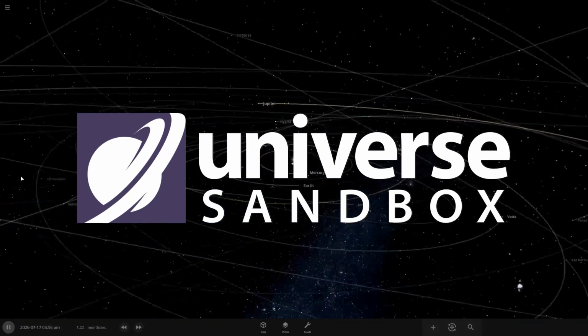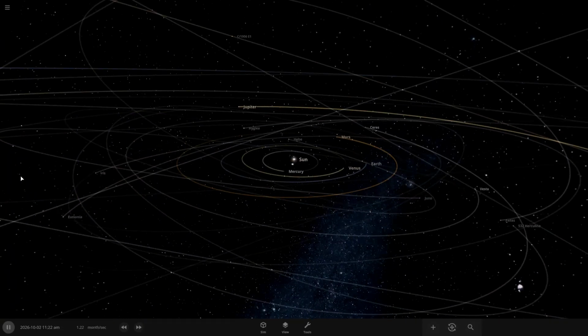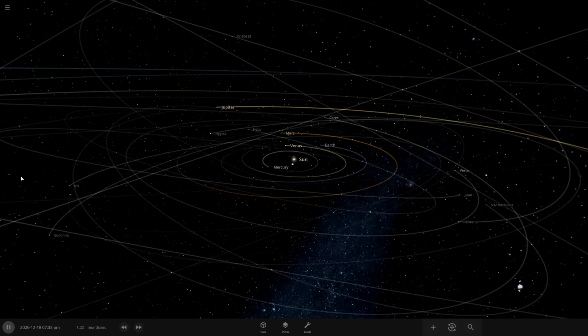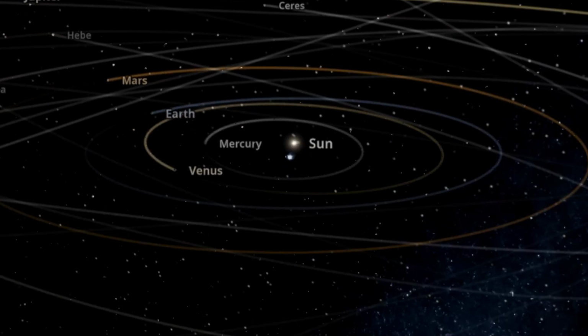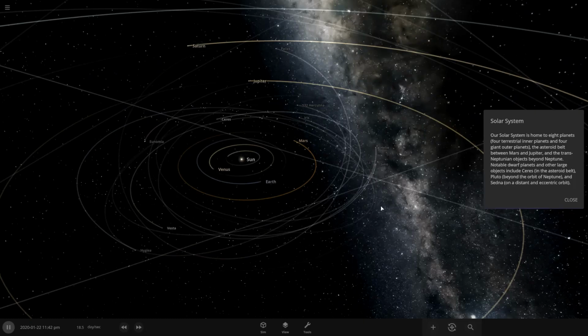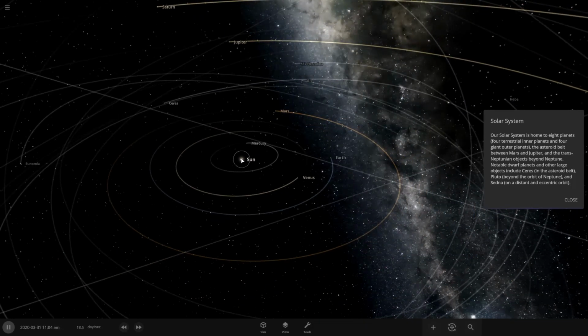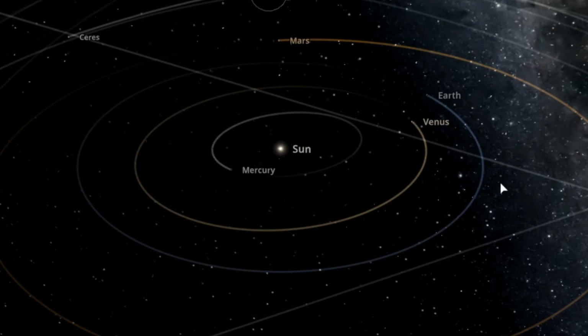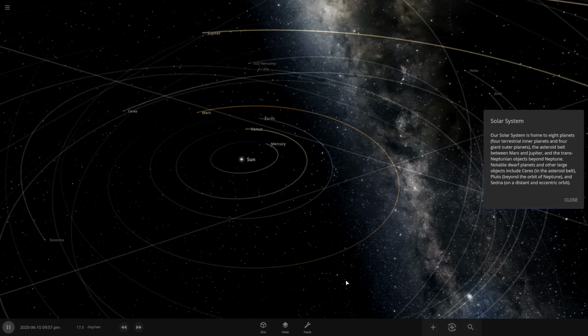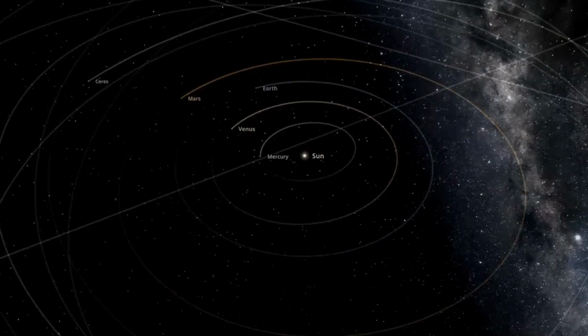Now, as you saw in the title and thumbnail, we're going to be talking about interstellar travel and how it's cheaper than you might expect. To start off, we need to first ground ourselves in this system. We obviously know here's the sun, here are all the planets going around, but how much delta V does it actually take to get to each one?